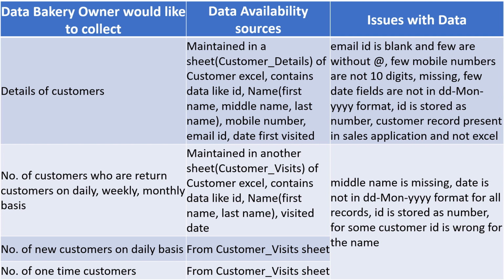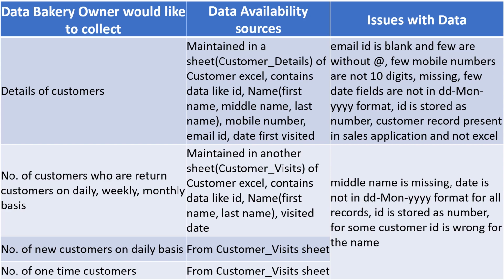Then in the other sheet, the customer visit sheet, he identifies issues like the middle name is missing, the date is not in DD MON YYYY format for all records, and ID is stored as a number. For some customers, the customer ID is wrong for the name. For a given name, the customer ID is wrong. So he identifies these issues with the data.